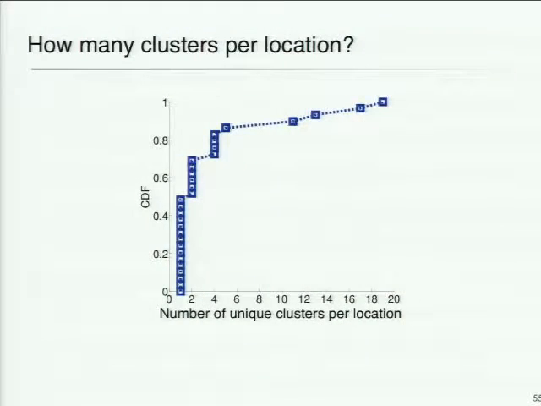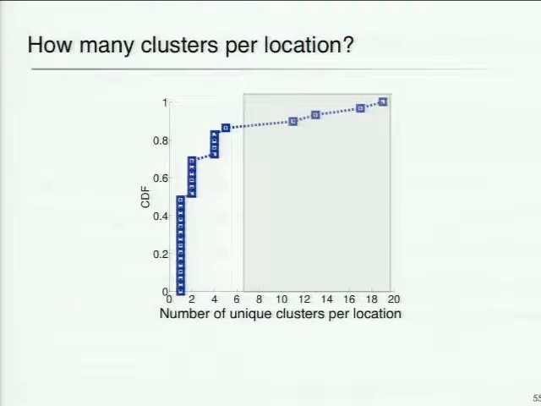So to understand that, we did measurements over a week at 30 locations, and I'm showing you a CDF of the number of clusters we could find at these 30 locations. And as you can see, most of these locations have a few clusters, up to 5, but then there are some locations which have a lot of clusters, up to 19, and this may mean that at these locations it is not possible to use these clusters as location signatures.